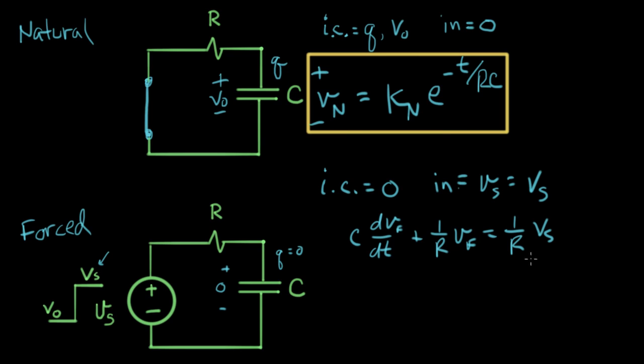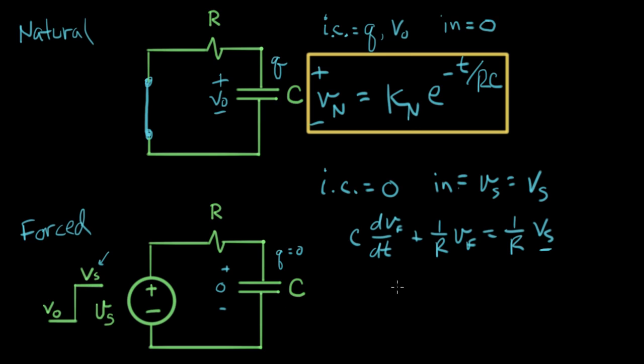And a good guess here is to guess something that looks like the input. So a good guess is going to be some function that looks like Vs. And Vs looks like what? Over here, Vs looks like a constant.